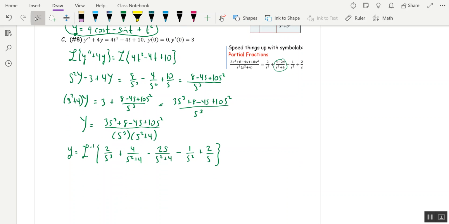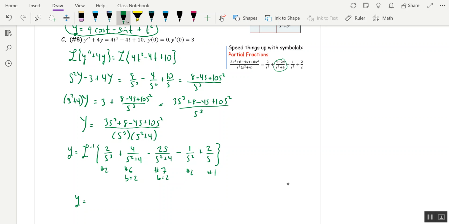Okay, and just to let you know, this is in your table. This is going to come from formula 2. This is going to be number 6 with b equal 2. The next one's going to be number 7. That's a cosine, again with b equal 2. The next one's number 2, and this guy's number 1.